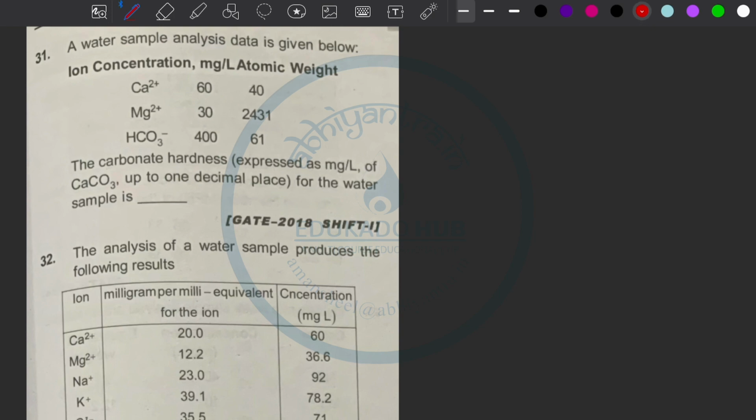So as we know, hardness is of two types, carbonate and non-carbonate hardness, right? And carbonate hardness is created by carbonates and bicarbonates of multivalent cations. In this case, there is calcium and magnesium. Okay, and alkalinity is the measure of quantity of ions present in water that are capable of neutralizing the hydrogen ions.